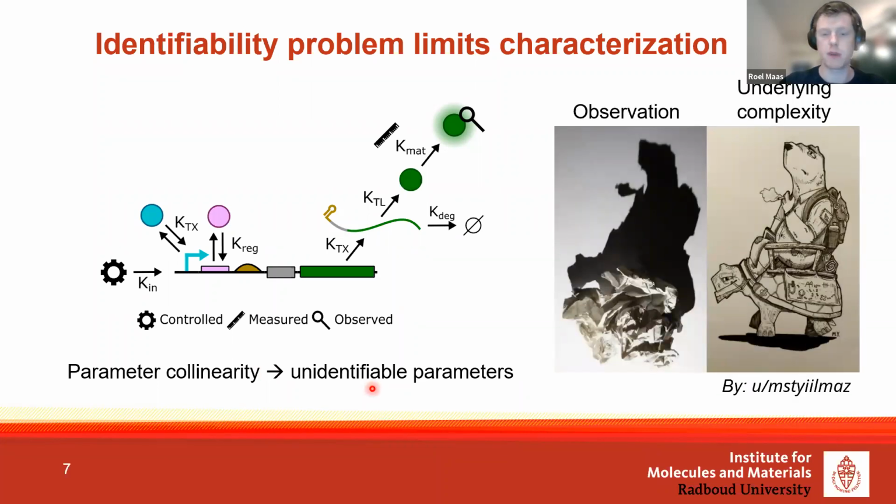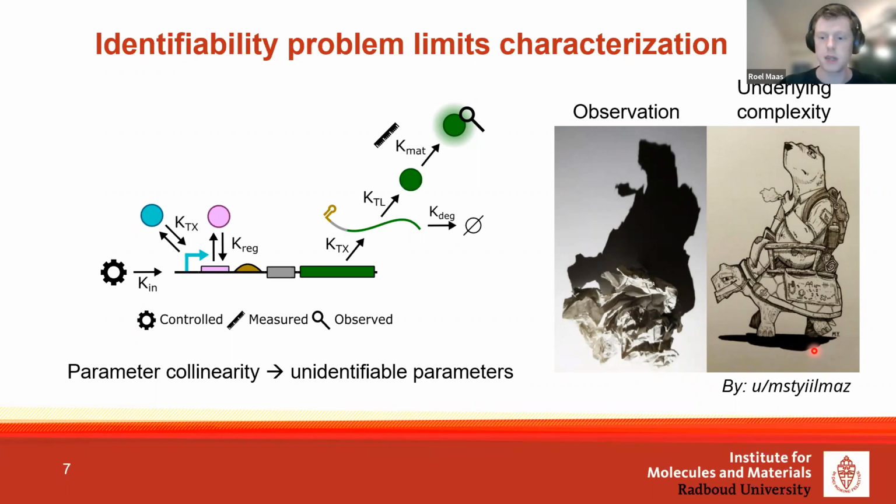And I think this is very nicely depicted in this picture, where you just take a piece of paper, crumple it up, throw it on the table, shine a lamp on it, and you cast this shadow. It just looks like a random shadow to us, but the underlying complexity of this shadow is actually a polar bear riding a turtle's back. So I think this very nicely shows that with just one single observation, it's very difficult to find the underlying complexity of the whole system.